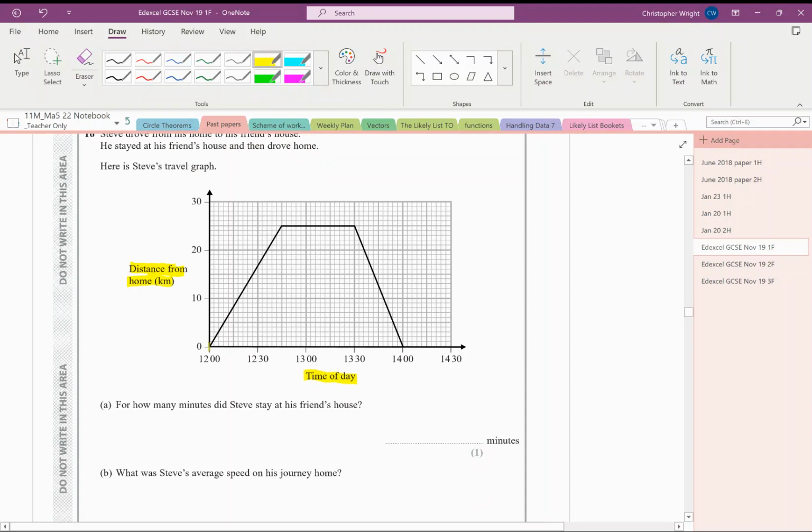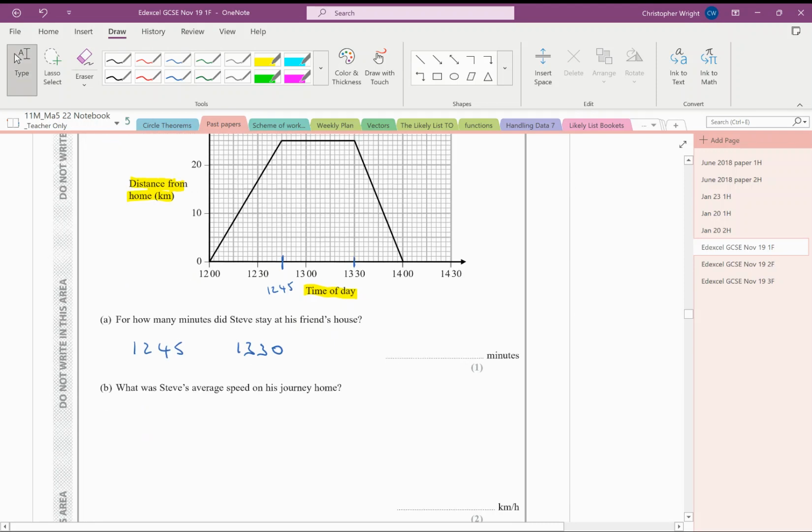Presumably he's leaving home here because he's no distance from home. He must be driving to his friend's house. He gets to his friend's house at this time. What time is that? Halfway between 12:30 and 1 o'clock, so 12:45. He stays at his friend's house and then leaves at 13:30. So 1:45 until 1:30, that's 45 minutes at his friend's house.